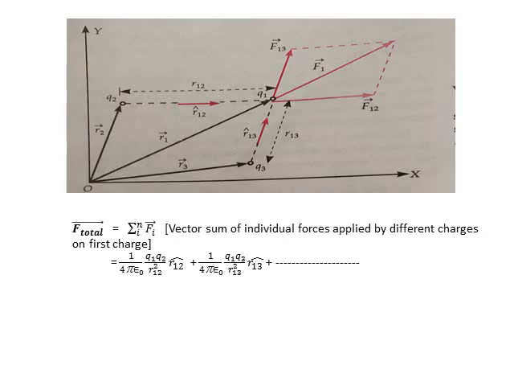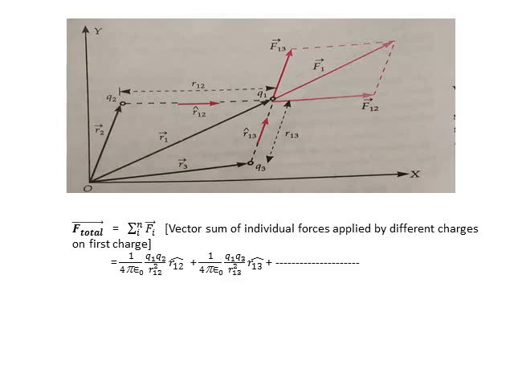As shown in the figure, three point charges Q1, Q2 and Q3 are placed in vacuum at points whose position vectors with respect to origin O are R1 vector, R2 vector and R3 vector. Then according to the principle of superposition, the total force on charge Q1 will be given by the sum of the force on 1 due to 2 and the force on 1 due to 3. Firstly, we will calculate these forces, and then by using the parallelogram law of vector addition, we will find out the net force acting on charge 1 due to the other two.